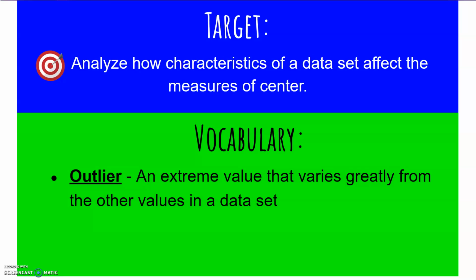We have one vocab term today, and that is an outlier, which is something that lies out. An extreme value that varies greatly from the other values in a data set. So something that kind of sticks out in the data set. So if you've got a room full of cats and suddenly there's a dog, well, that's not exactly a good example of an outlier, but it gets the point across. Some people come in, each person says they have 2 cats, suddenly someone comes in, they say they have 30 cats. That number is an outlier. It doesn't really match the rest of the data.